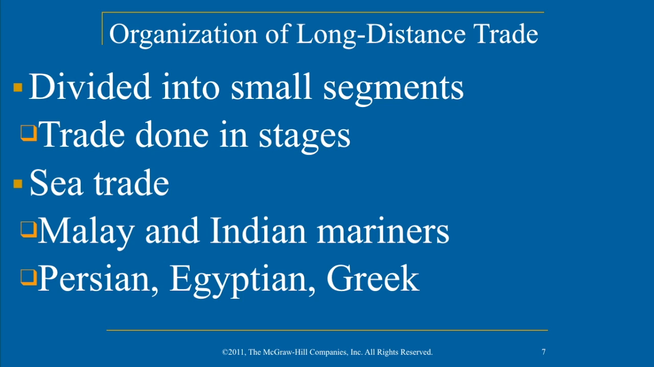Organization of long-distance trade: it was divided into small segments, and trade was done in stages. The way trade worked is it wasn't usually one trader picking up the goods, for example, from China and taking it all the way to the Roman Empire. Many times merchants, as a part of this professional class, would take it from China and travel for a certain distance and then reach a new point or a trading post, and then they would trade those goods to another merchant who maybe came from the other direction and then took that good and continued on the route.